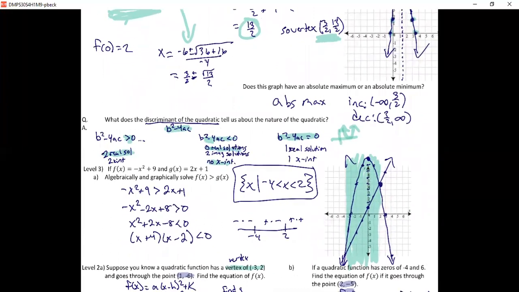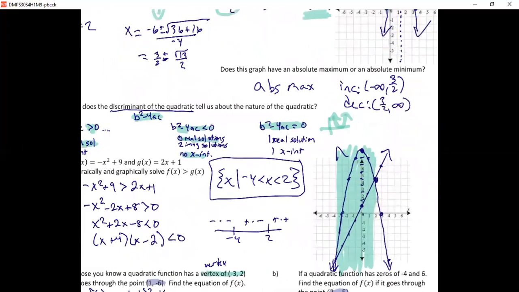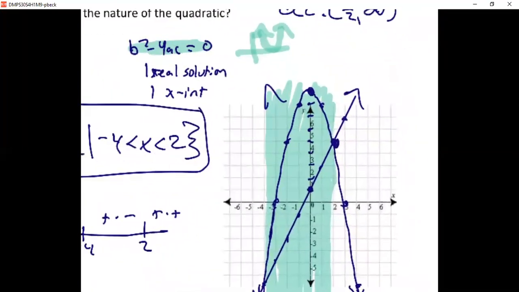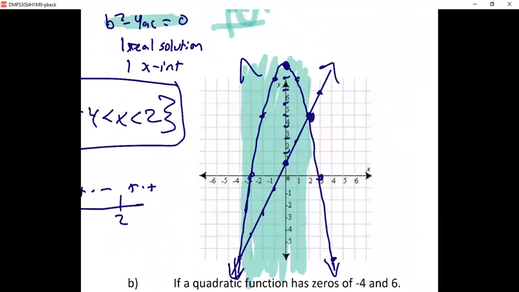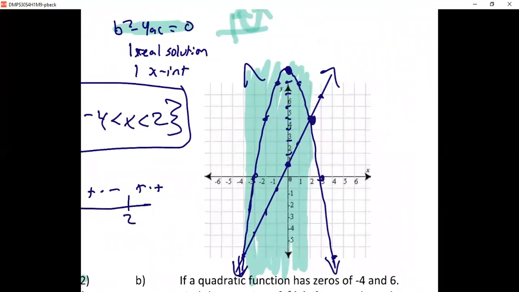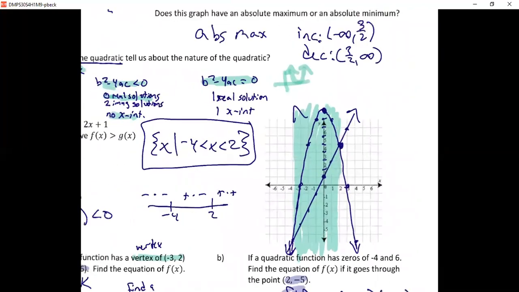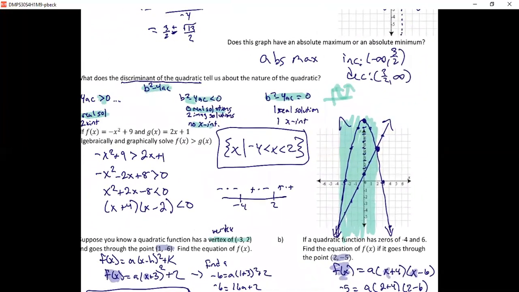So the first thing I did on this level 3 problem was I looked at and graphed both of these. Both of these can be graphed using the shifting, dilating, and reflecting that we learned officially at the end of last chapter. If I graph both of these, my question now asks me, where is f of x greater than g of x?